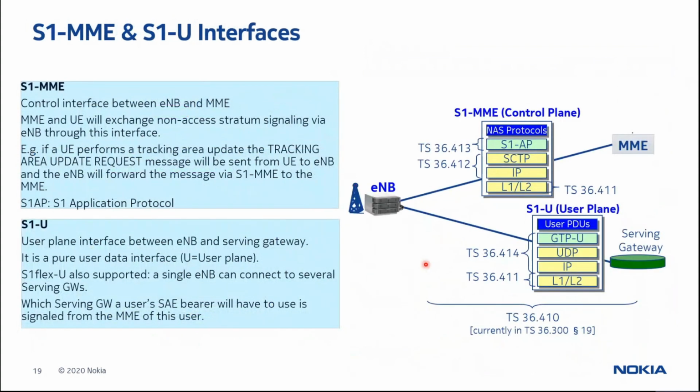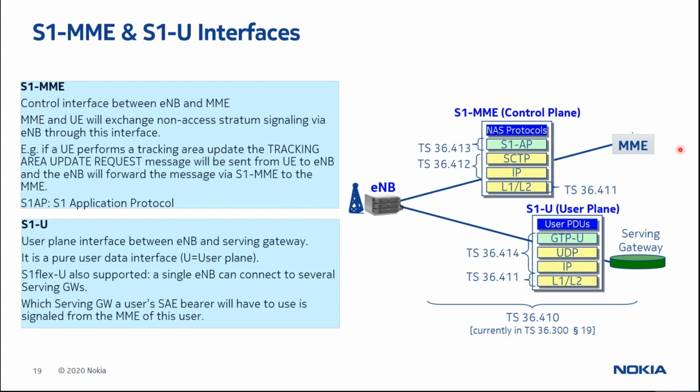So from the interface perspective, eNode B has two interfaces. One is the control plane interface and the other is the user plane interface. Both of them are represented by S1-MME and S1-U respectively. The control plane interface is the interface between eNode B and MME.